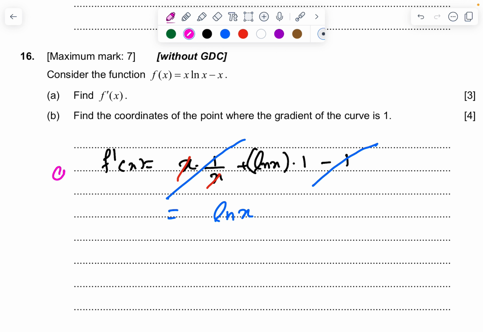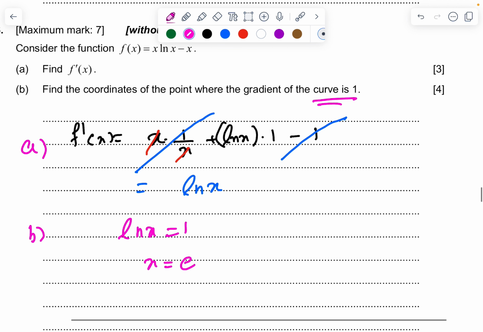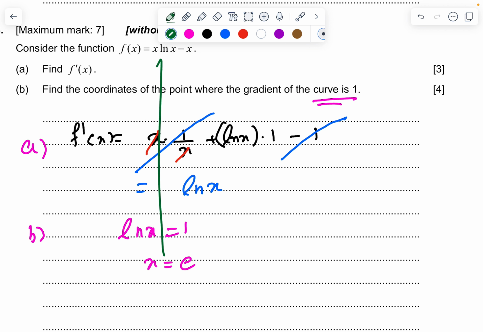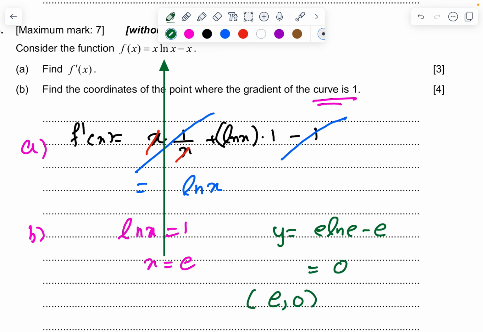Find the coordinates of the point where the gradient of the curve is 1. So ln x equals 1. So x equals nothing but e. So plug in this x equals e into the curve to get the y value. y equals e ln e minus e, which is going to be 0. So e comma 0.